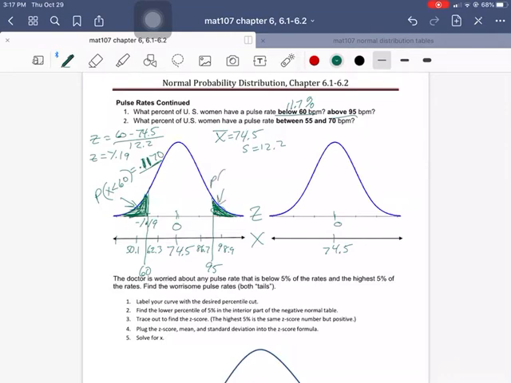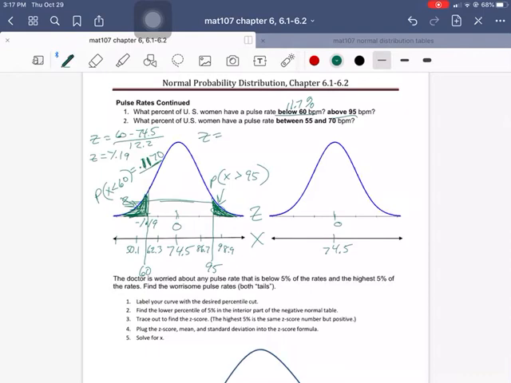We want to know to the right, so greater than 95. Okay, so a couple ways you could do that. You could find all the way this way, or you could just subtract it from 1. So I need the z value first.